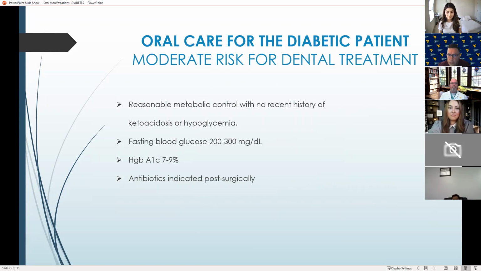For the moderate risk for dental treatment, we have patients with reasonable metabolic control with no recent history of ketoacidosis or hypoglycemia, fasting blood glucose between 200 and 300 milligrams per deciliter, HbA1c between 7 to 9%, and antibiotics are usually indicated post-surgically. Next.